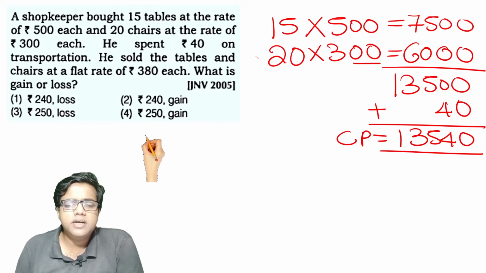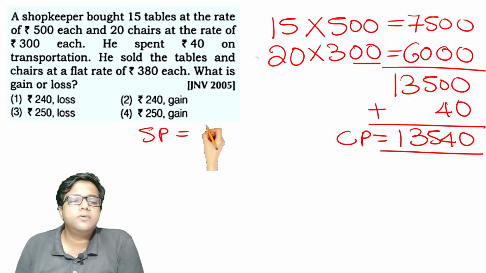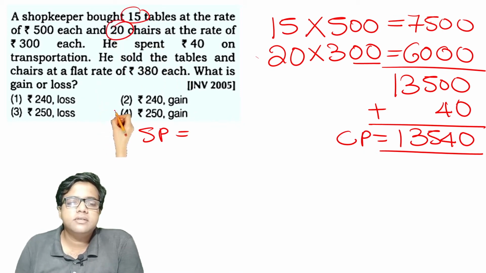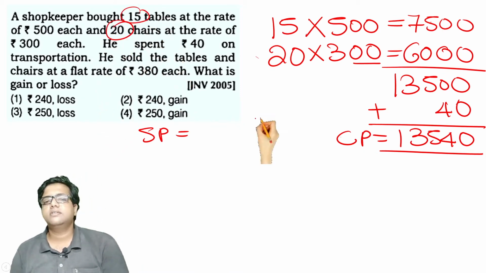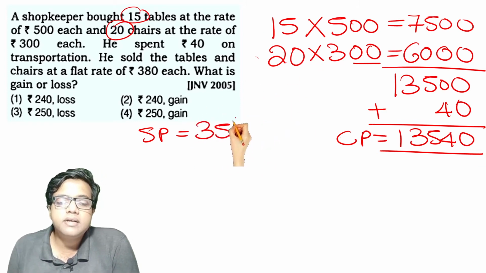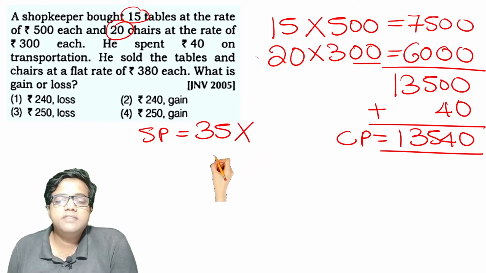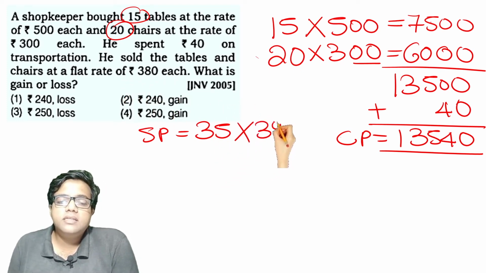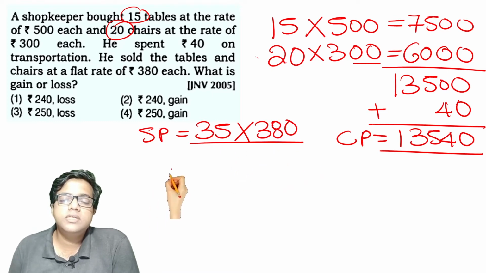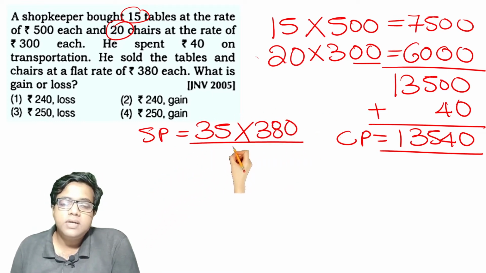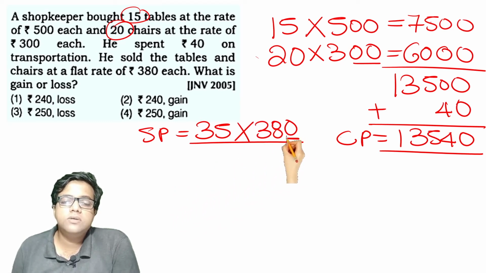What is the selling price? Selling price is equal to, in total, there are 15 tables and 20 chairs. In total, how many items are there? 35 items are there. Add them up. And 35 items, he is selling them, each of them at 380 rupees. So you just have to multiply in order to find the selling price. So let's do the multiplication. Forget about this 0. We will add it at the end of the answer.